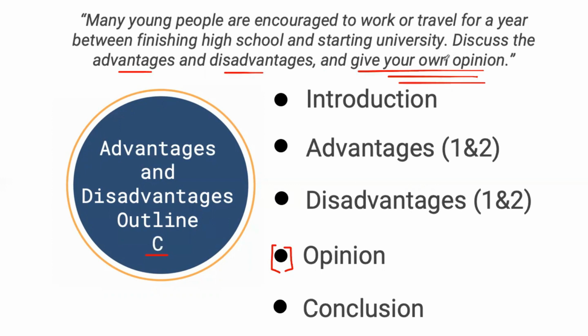So it's very clear. It will tell you to give your opinion, and you'll know to designate an area for that. This outline will look like this. You'll have an introduction, your two advantages in the second paragraph, your two disadvantages in the third paragraph, your opinion in the fourth paragraph, and then a conclusion. So note that outline C has 5 paragraphs, whereas the others have 4 paragraphs.